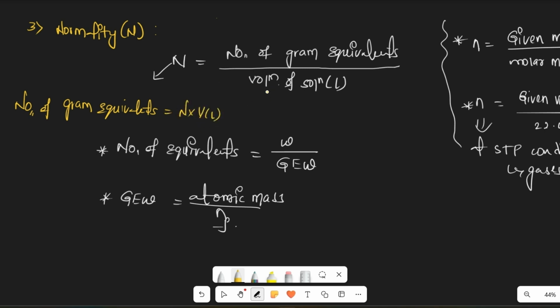I have just taken this denominator over and multiplied it with normality. So I just rearranged this formula. This is how you will find the number of gram equivalents through this formula: given weight by gram equivalent weight. Again, for gram equivalent weight, we will use atomic mass divided by n factor, right? So this is the normality concept.